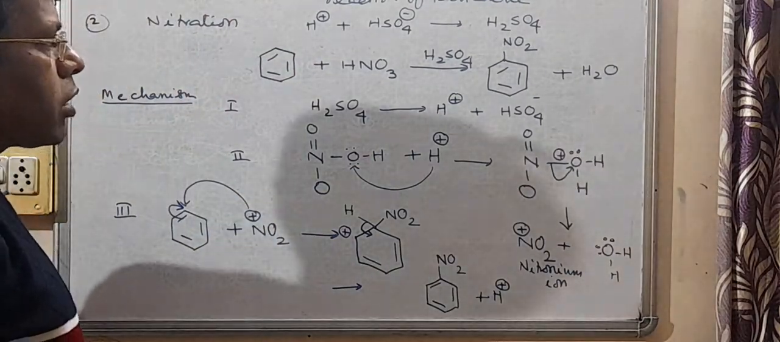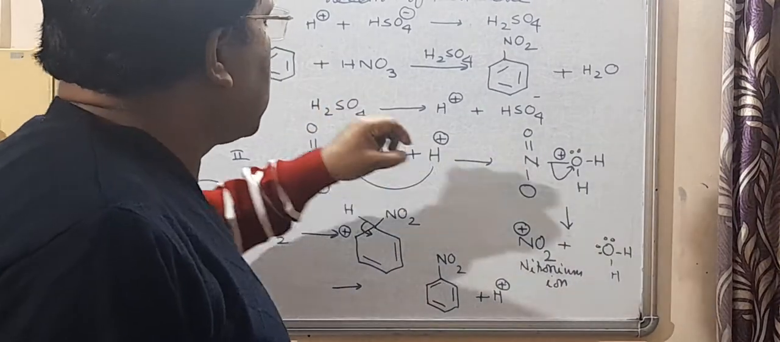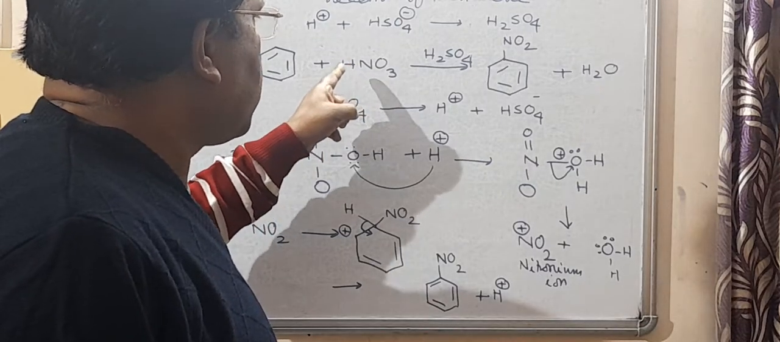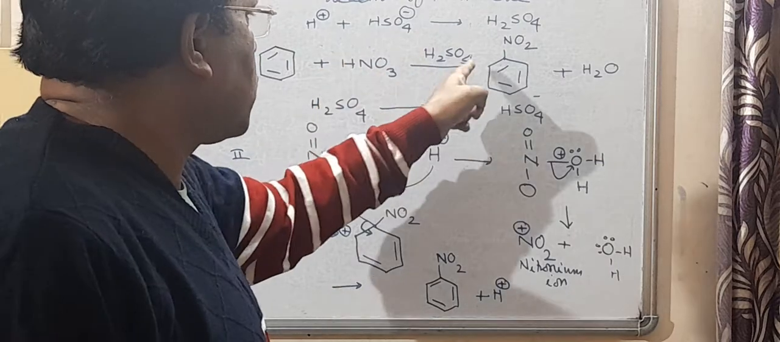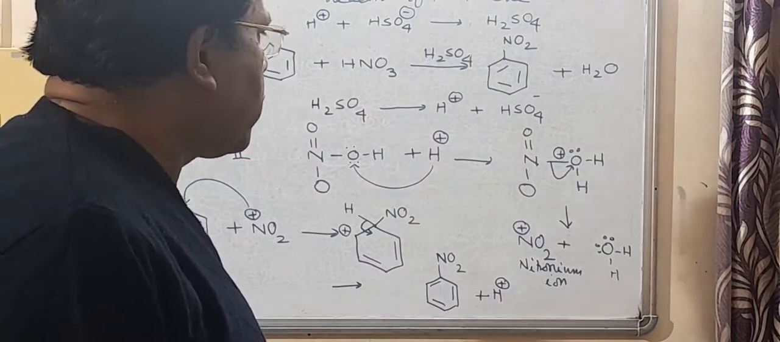This reaction is called nitration. In nitration, the reagent that we use is a mixture of concentrated nitric acid and sulfuric acid. This mixture of concentrated nitric acid and sulfuric acid is called a nitrating mixture.